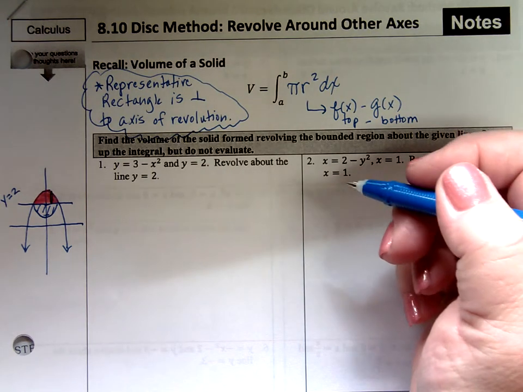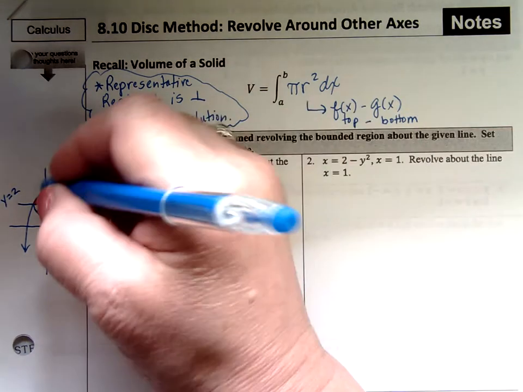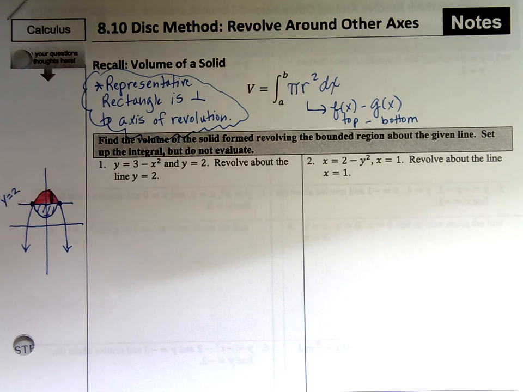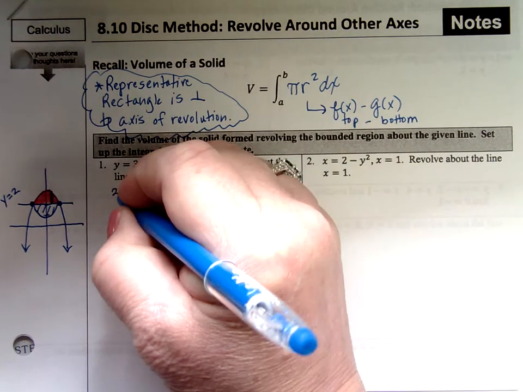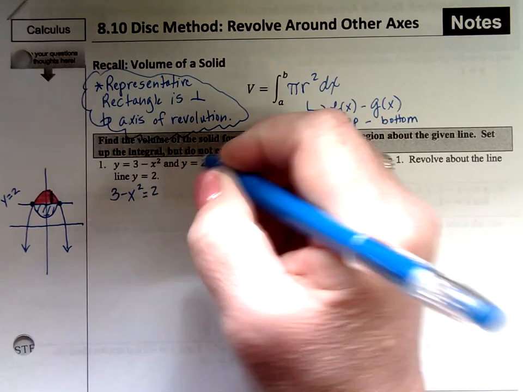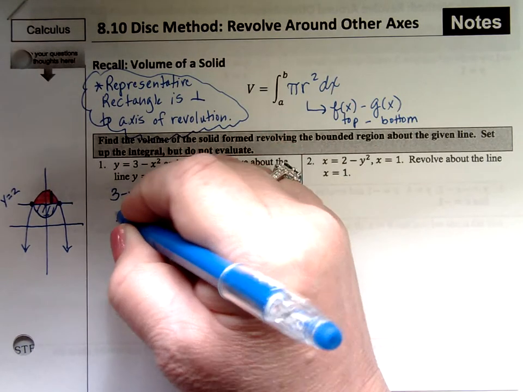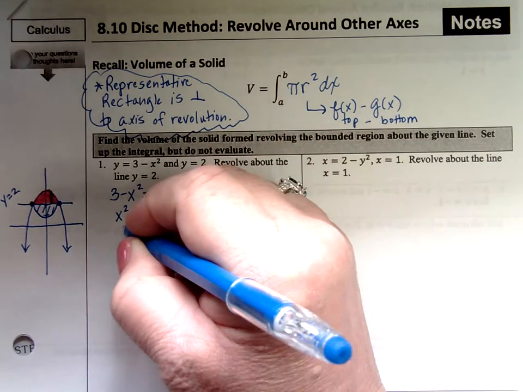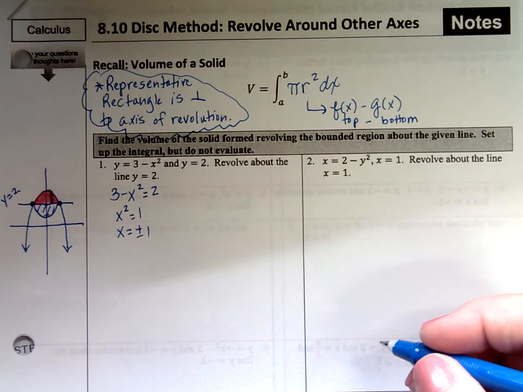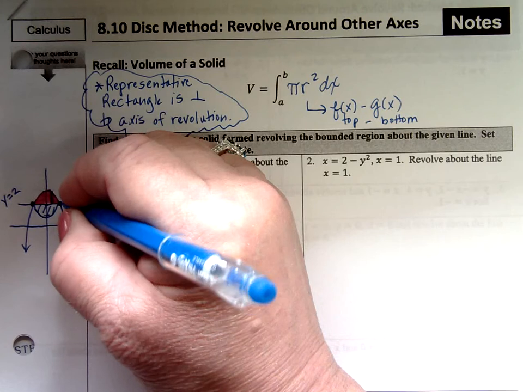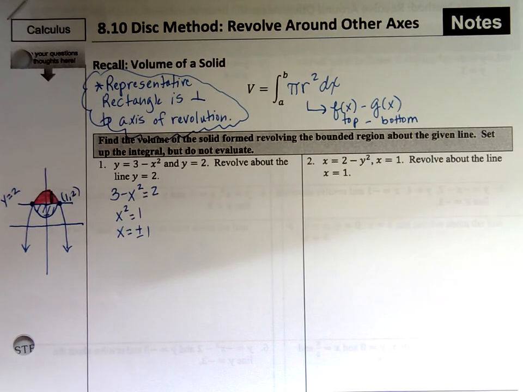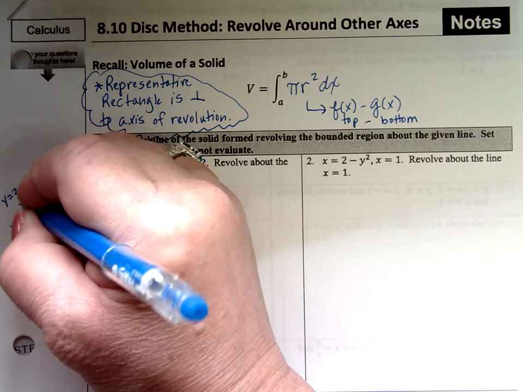Okay, so a couple things we need to be able to set up the integral. First thing we need to know is, what are these points of intersection? So I'm going to set these functions equal to one another. 3 minus x squared equals 2. If I flip it, x squared equals 1. x is plus or minus 1. Does that make sense in the picture? Absolutely. So this coordinate here would be the coordinate (1, 2). Remember, my line is y equals 2. And this coordinate over here is (-1, 2).